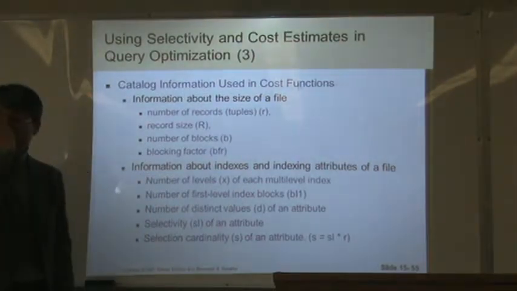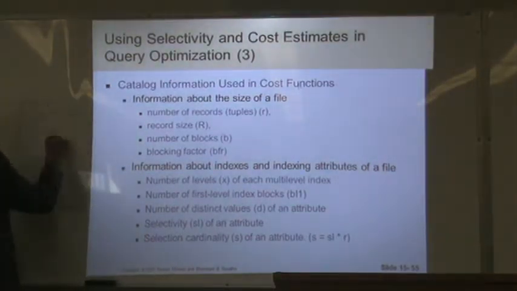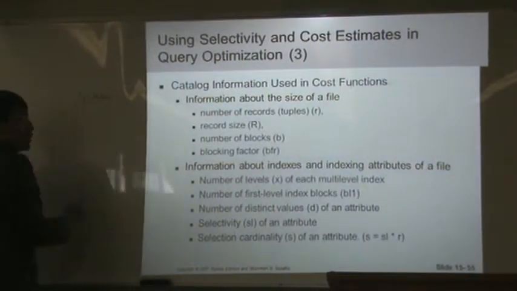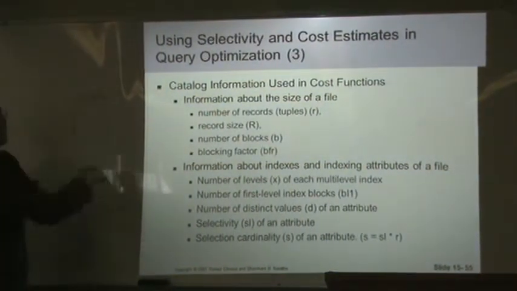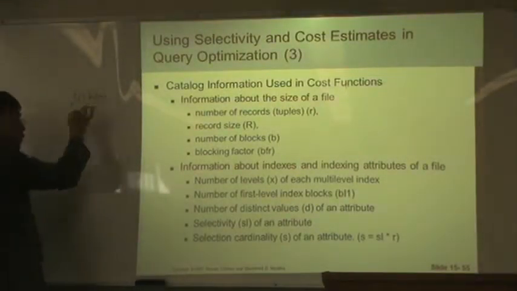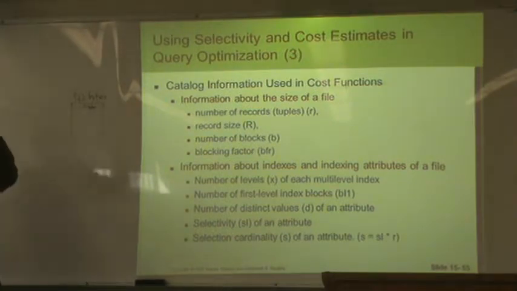Why do we need this one? In case we have a 512 byte block size, no matter what the record size is, even though you have a 10 byte record, you need an entire block.